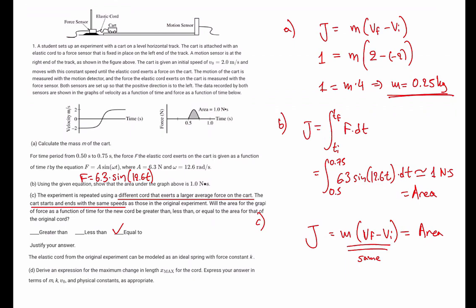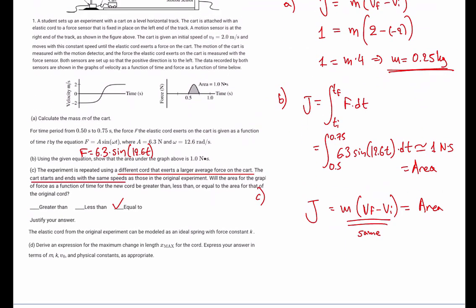Now the only difference is that since we have a greater average force, and the two areas will be the same, the graph will be narrower but with a greater height. So the same area because of the same impulse and the same m(v final minus v initial).